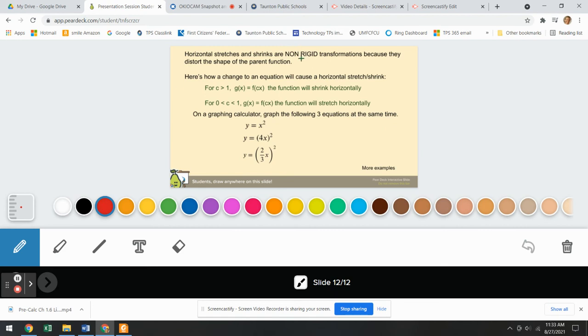For non-rigid transformations with horizontal stretches and shrinks, or compressions, these rules almost seem the same, but what we're doing in this case is multiplying the independent variable first before we run it through the function. So that kind of changes everything. If we use a number bigger than 1 this time, it's going to shrink horizontally. And if we multiply by a number between 0 and 1, it's going to stretch horizontally. And again, if you graph the functions listed below, you'll see that pretty clearly in your graphing calculator.